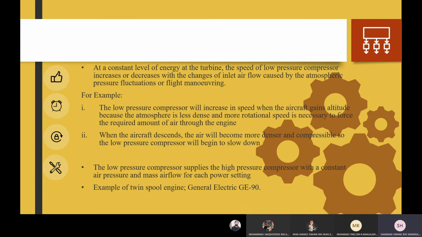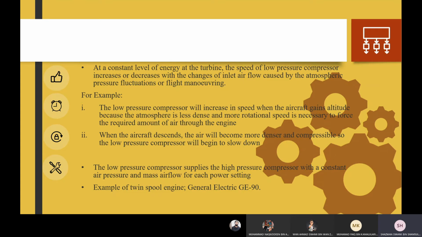At a constant level of energy at the turbine, the speed of the low pressure compressor increases or decreases with changes of inlet airflow caused by atmospheric pressure fluctuations or flight maneuvering. For example, one, the low pressure compressor will increase in speed when the aircraft gains altitude because the atmosphere is less dense and more rotational speed is necessary to force the required amount of air through the engine.